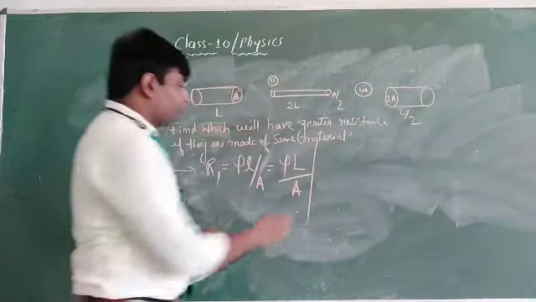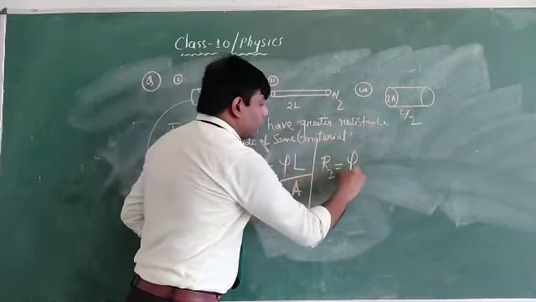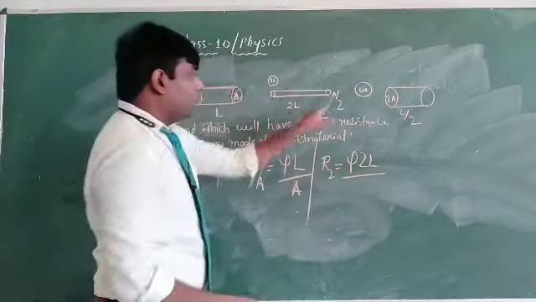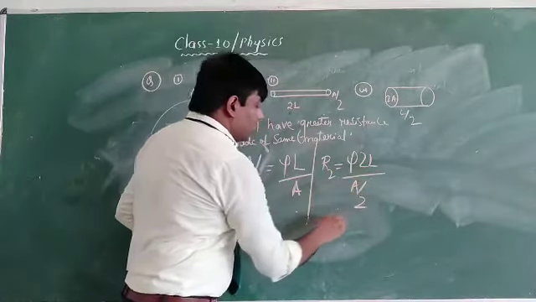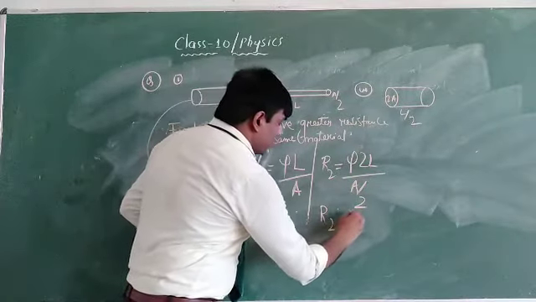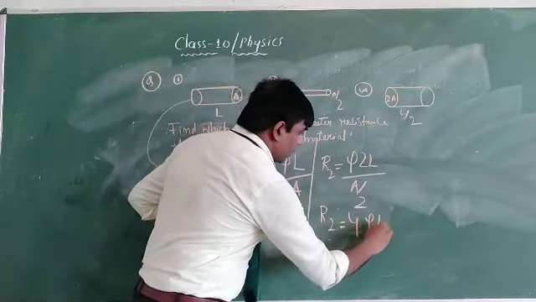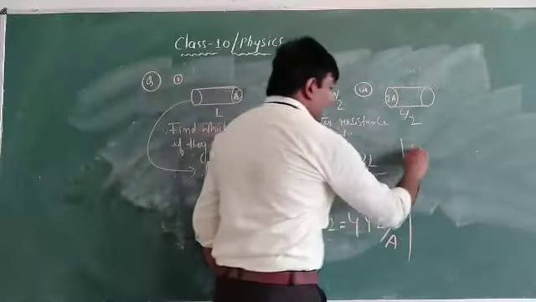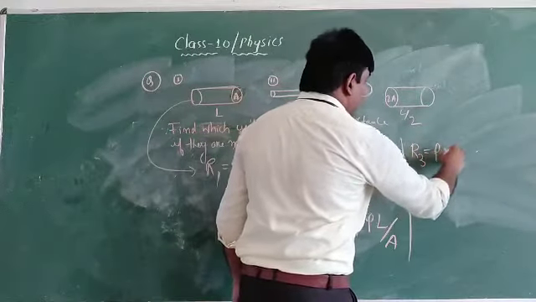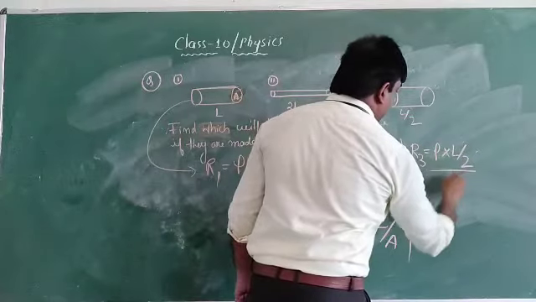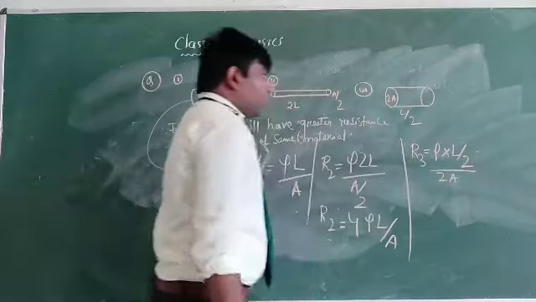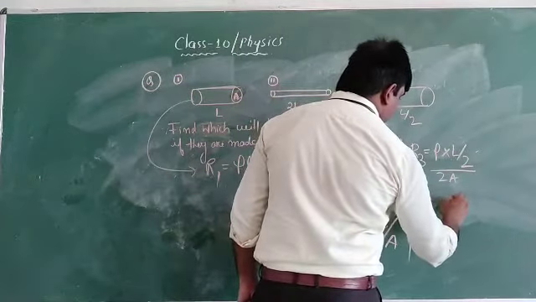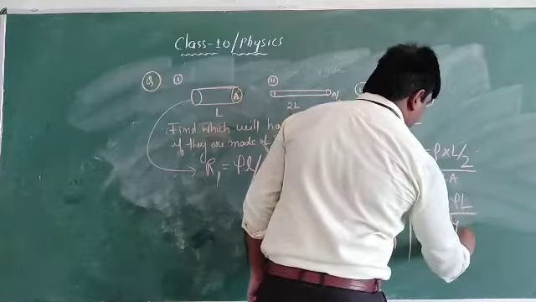For this, R2 is equal to rho L. Instead of L we have to place 2L, and instead of A we have to place A by 2. On simplification, R2 is equal to 4 times rho L by A. In the third case, again R3 is equal to rho, L is L by 2 and A is yours, so it will be rho L by 4 times A.